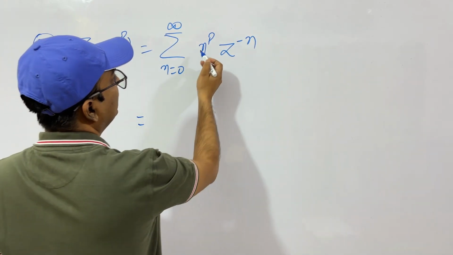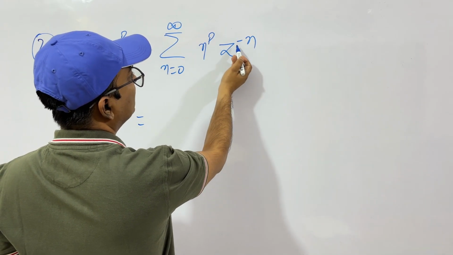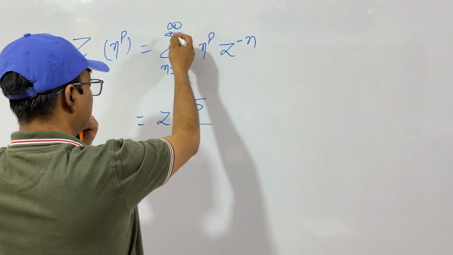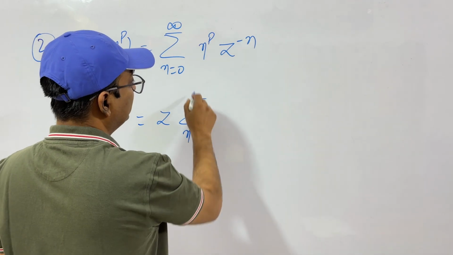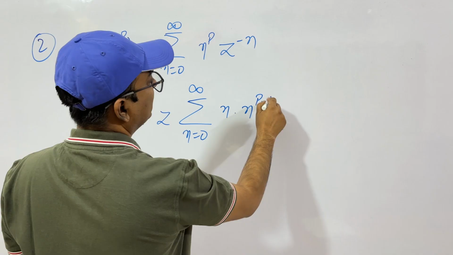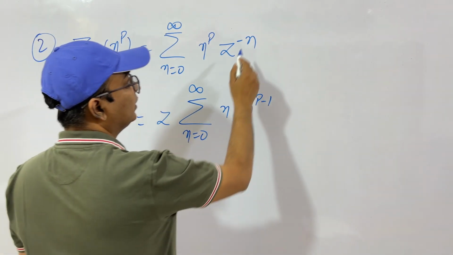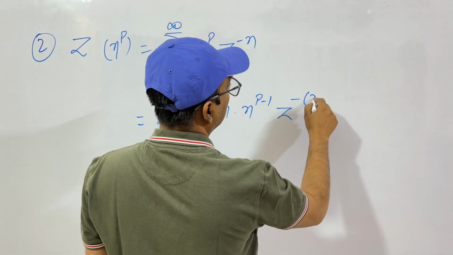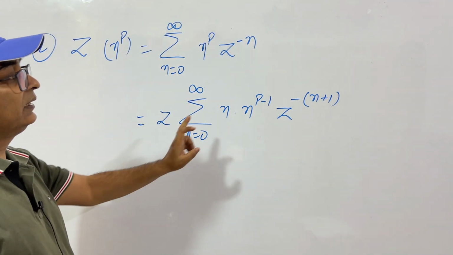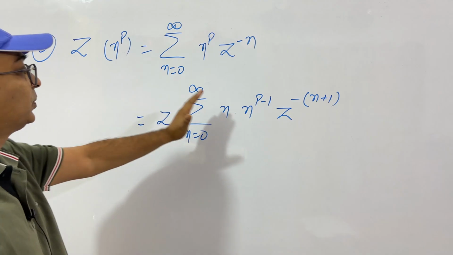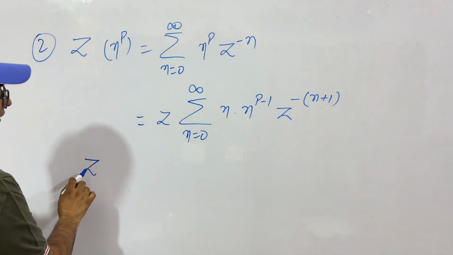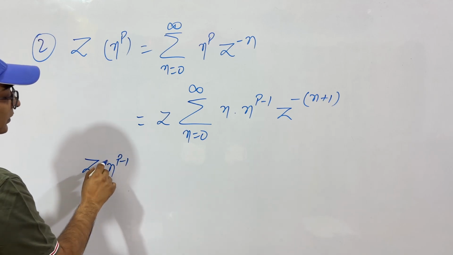Now what you can do is take one n out and one z out. If you take z out, you can take it out of this because we have summation for n only, n is a variable. So I have taken one n out. What you will get is n to the power p minus 1, and we have taken one z out, so z to the power minus n plus 1. You can write it like this. See it properly. You can expand this expression like this. Now, second thing, let's see what is the Z transform of n to the power p minus 1.